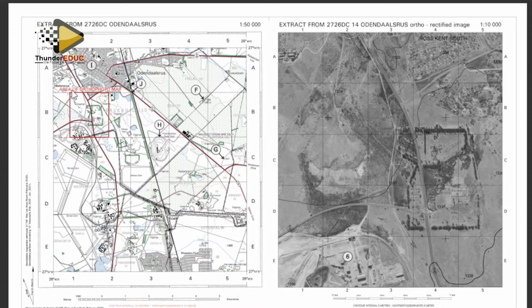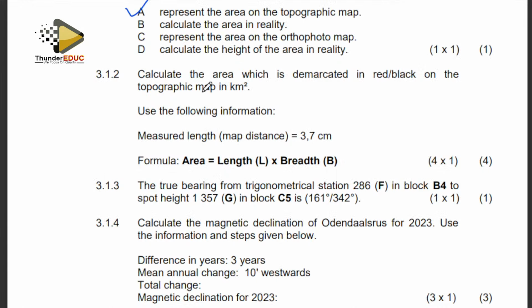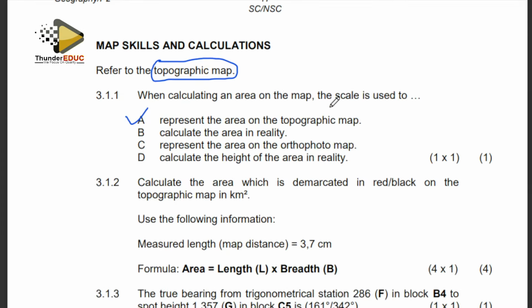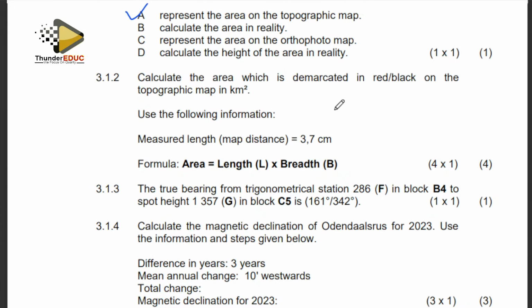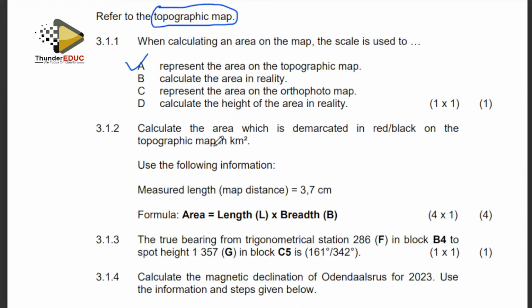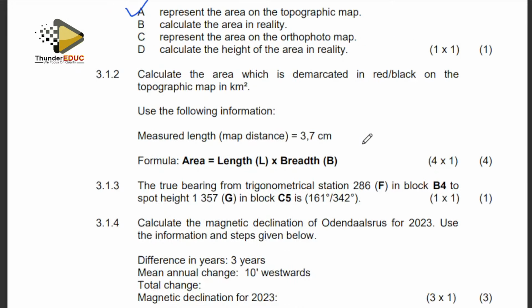The area that is demarcated in red is this section here. So when they say calculate the area, what do we do? Let's go back to the question quickly. The question says calculate the area demarcated in red on the topographic map in kilometers. They want the answer in kilometers. So because they want the answer in kilometers, what do we do?